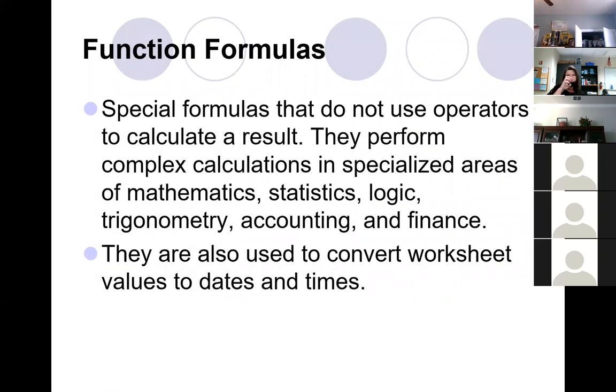Function formulas are special formulas that don't use the operators. They don't use the plus, the minus, the multiplication, the division. They use words like equal sum, right? You didn't see a plus sign anywhere in the formula for equal sum. But Excel understands what needs to happen with the numbers that are selected in that range. Okay. So there's a lot of different categories. There's math, statistical, logical, there's dates and time functions, there's finance functions, there's trig functions. There's a ton of different functions.